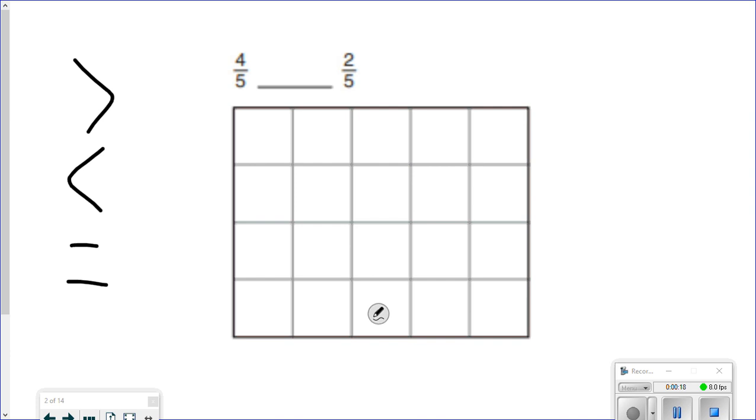First one, we have 4/5 or 2/5. Which one is bigger? What's really awesome about this problem is they already have the same denominator. So you can easily compare. We have to make sure that the bottoms of the fractions, denominators, are the same. Once there, you just look at the numerators. Which one's bigger? The 4 or the 2?